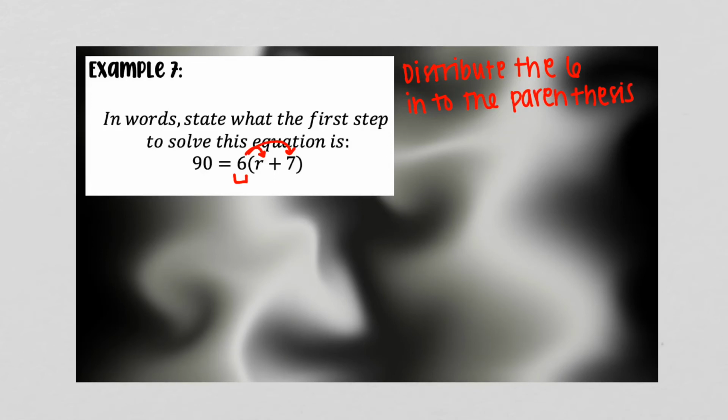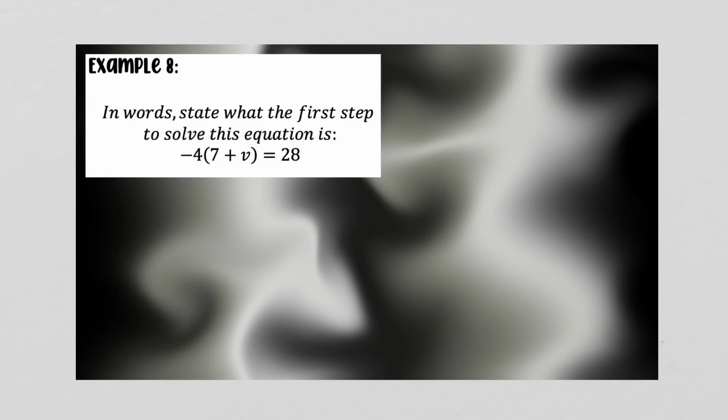So example 8, I'm actually going to have you do this on your own. I want you in words to state what the first step to solve this equation is. And it's -4, parentheses 7 plus v is equal to 28. So if you need to look back at example 7, go ahead. There will be a question popping up asking you to pick which answer choice is the correct first step.